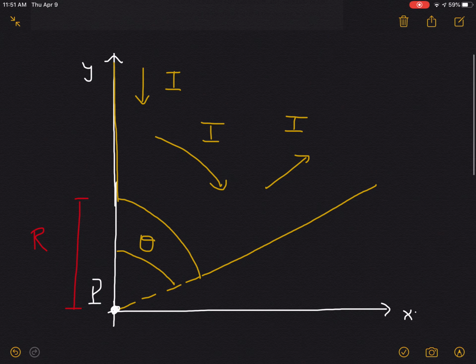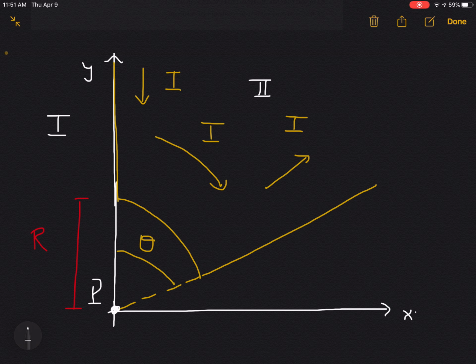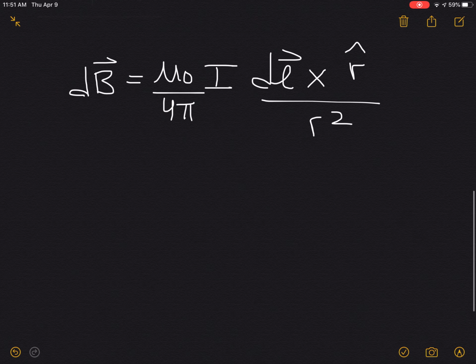So let's break this problem into 3 parts like I was mentioning. Let's call this first segment here 1, this bent curved piece 2, and then this other long straight piece 3. So let's get started, and we're going to see how we use the law of Biot-Savart in practice. Just looking at part 1, what we're going to want to do is write down all of the vectors that we're interested in.